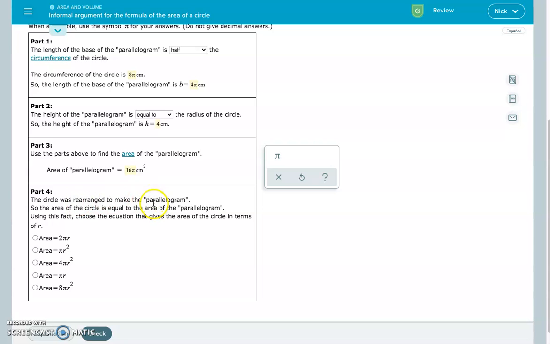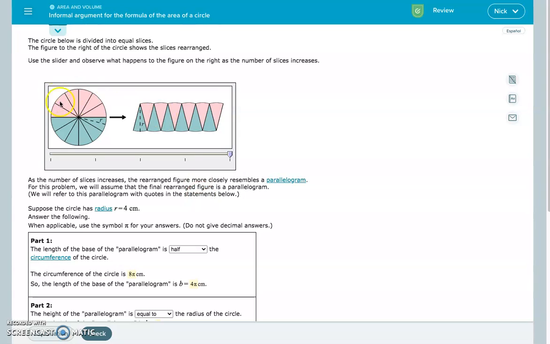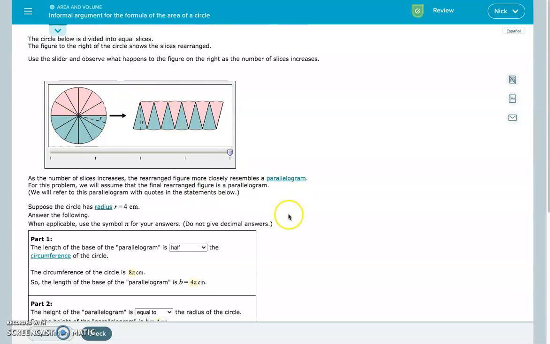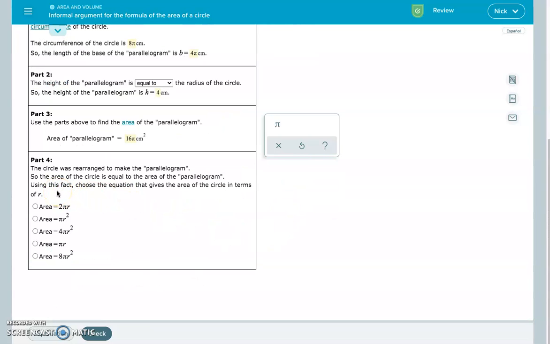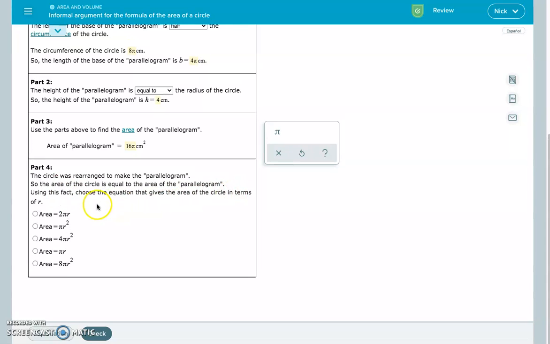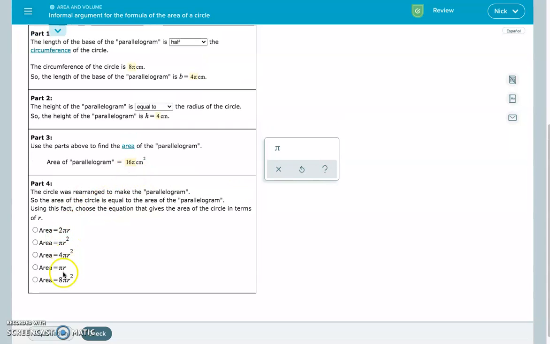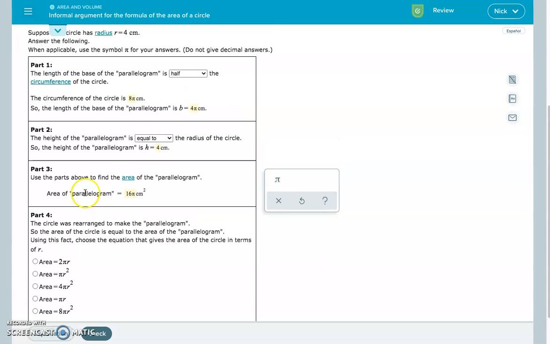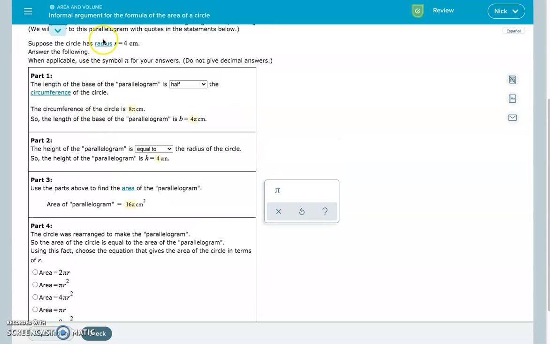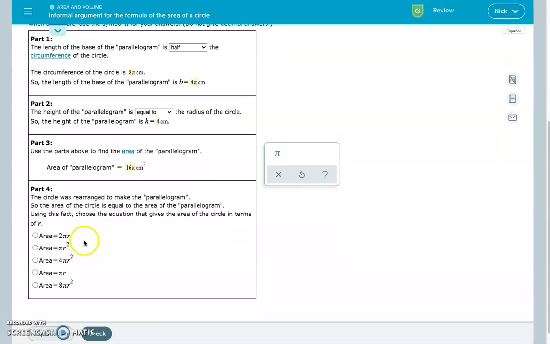So the area of the circle should be equal to the area of the parallelogram because it's the same pieces, just arranged in different setups. Using this fact, choose the equation that gives the area of the circle in terms of r. I know there's going to be a pi, and there's pi's everywhere. Well, that's fine. So how does 16 relate to 4? There's a couple that seem like they'd be close, but the only one that works completely is this one right here.